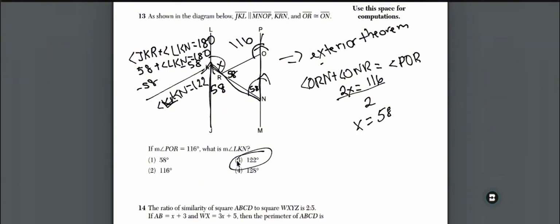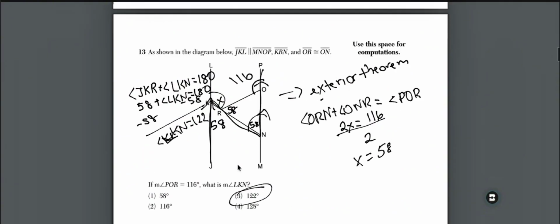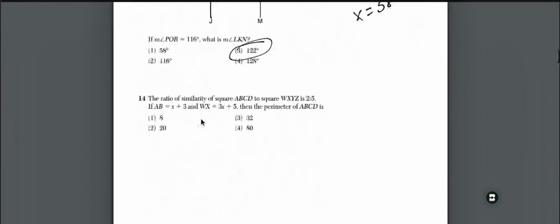Okay, question number 14 says, the ratio of similarity of square ABCD to square WXYZ is 2:5. If AB equals x plus 3 and WX equals 3x plus 5, then the perimeter of ABCD is. So, I have two squares and they're similar. So that means that the sides are proportional.